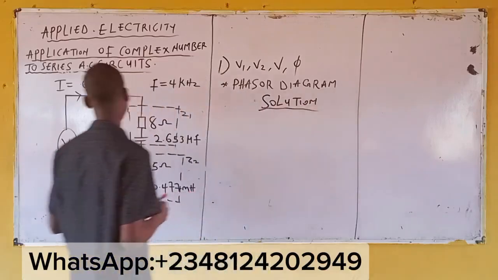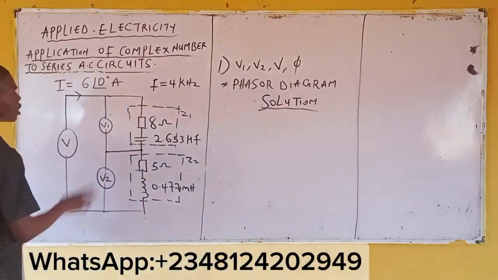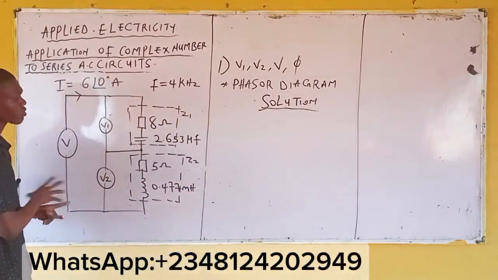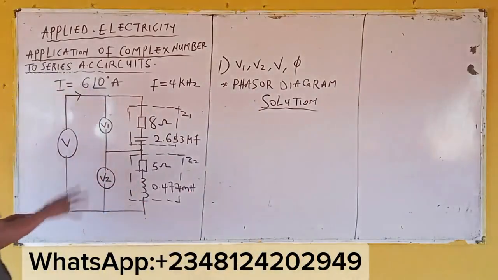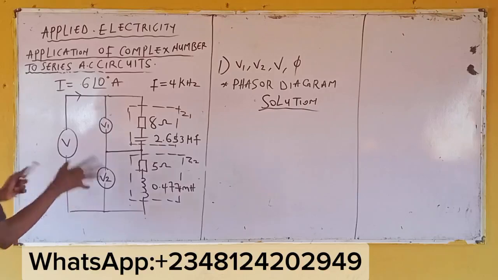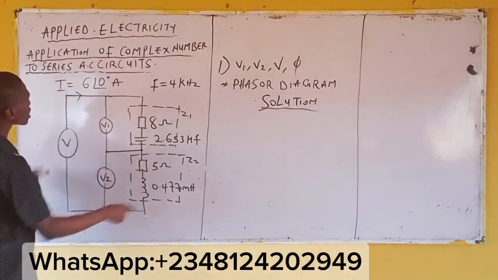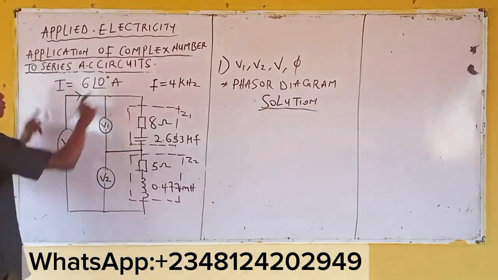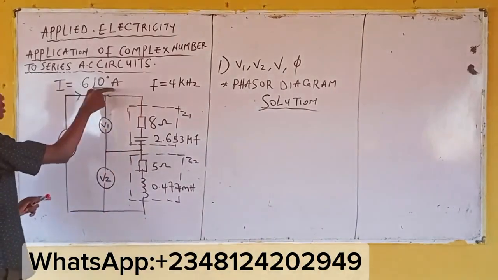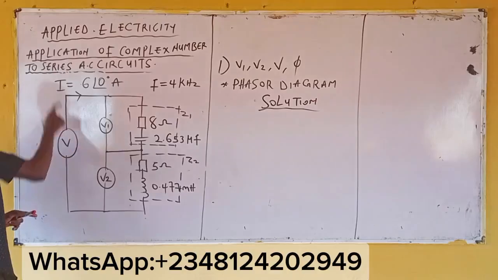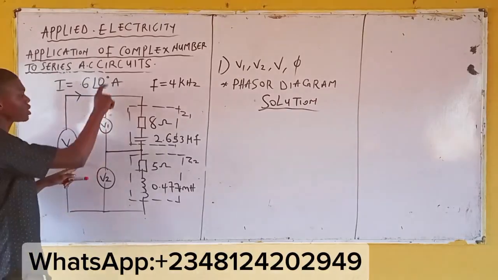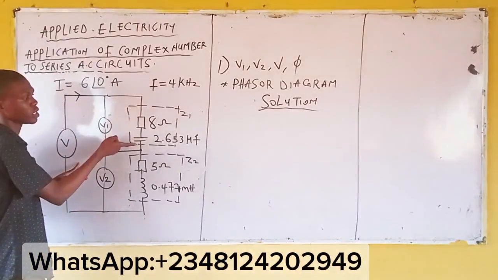Understand your circuit diagram. We are given this circuit diagram. In this circuit diagram, it is clear enough to see the relationship between each parameters, right? You are told that the current flowing through this circuit is given. This is the supply voltage. You have to calculate it, and you have to calculate the voltage across this circuit element.